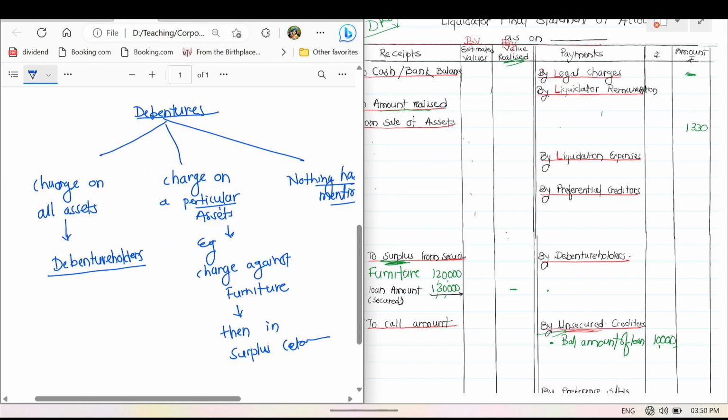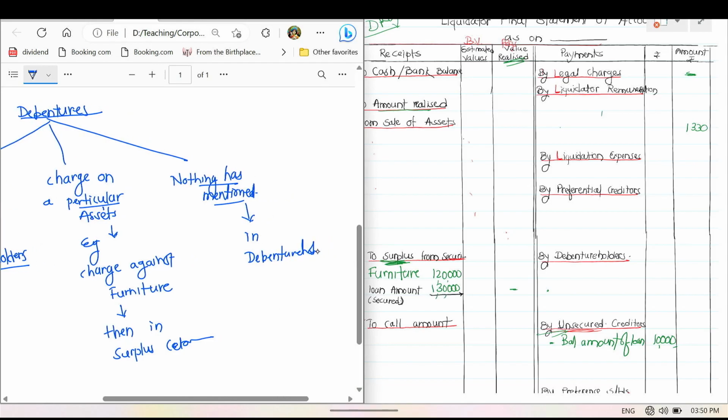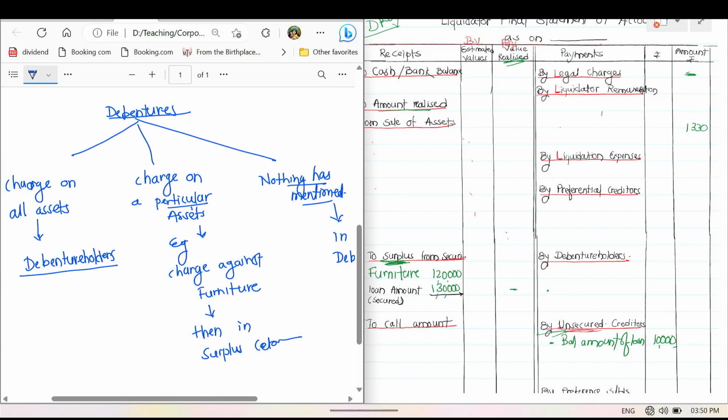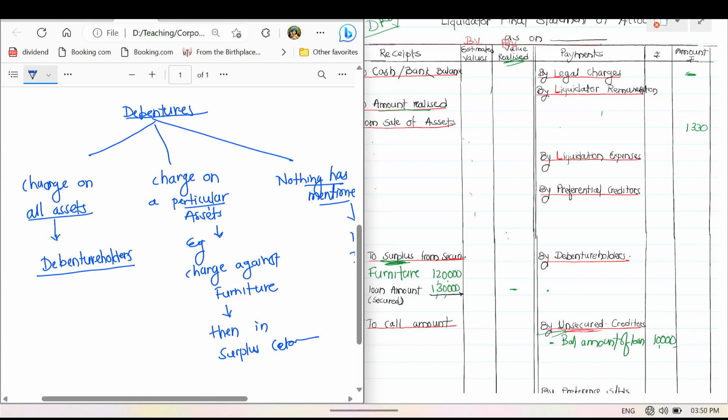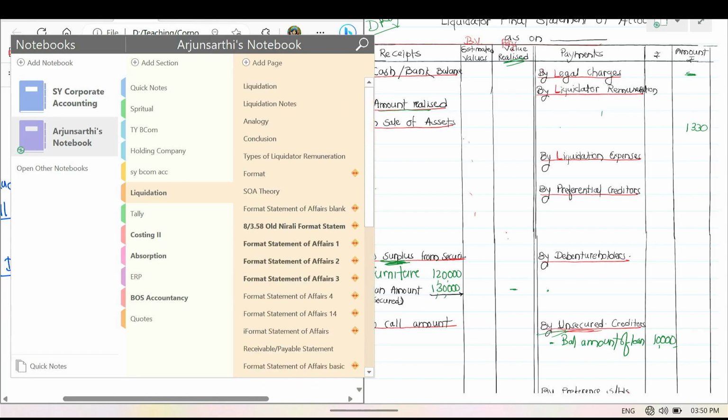Okay, then here in the debenture holders category: if charge on all assets is given, then debenture holder; nothing has been mentioned, then also in debenture holder. But if charge on a particular asset is given, against what? Furniture, for example, then we write that in the surplus category. Okay, understood? Then after this we have the next point to learn.